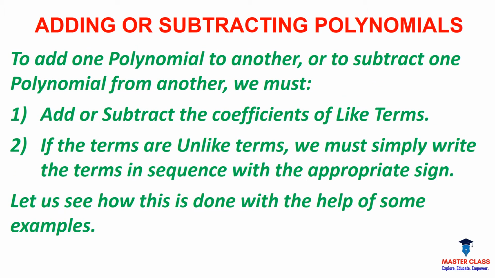To add or subtract one polynomial from another, we must add or subtract the coefficients of like terms. If there are unlike terms, we must simply write the terms in sequence with the appropriate sign. Let us see how this is done with the help of some examples.